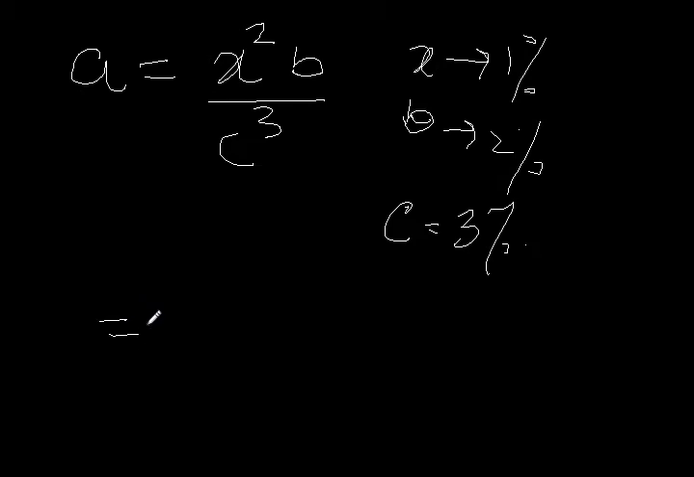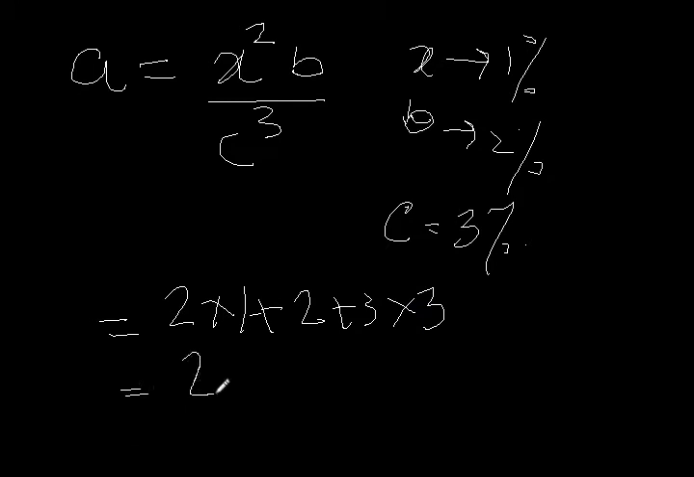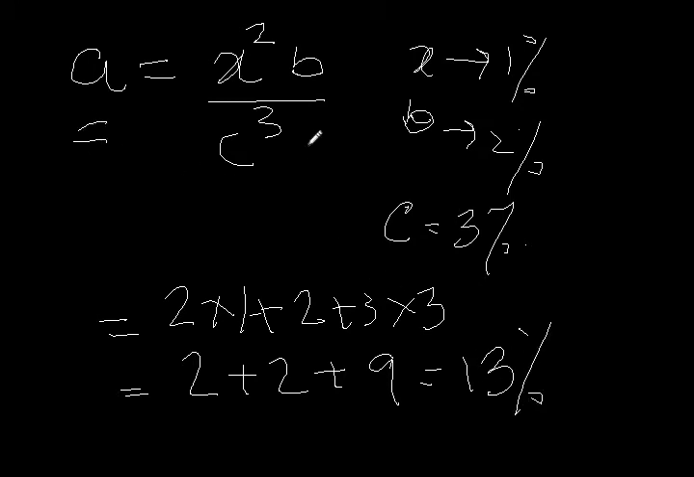Now I will do it just mentally. 2 into 1 plus 2 plus 3 into 3. You just check out whether you have been able to grasp it. It is 2 plus 2 plus 9. That gives me 13 to be precise. So it is 13% of error in A if I add these whole errors together.